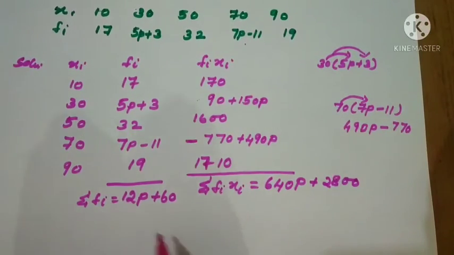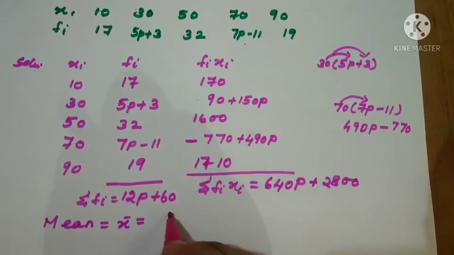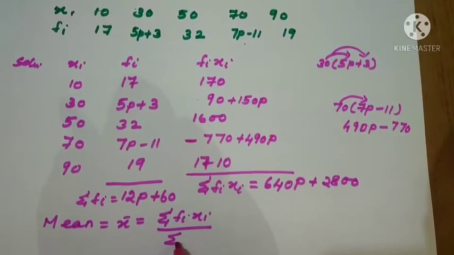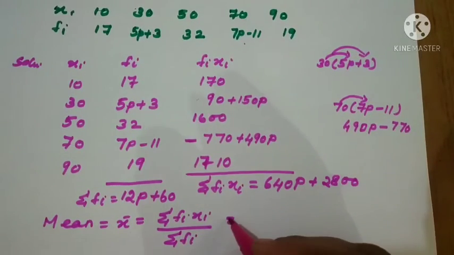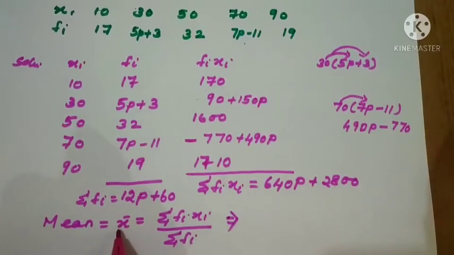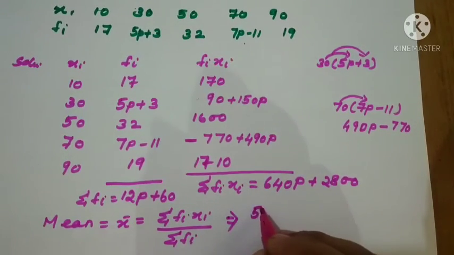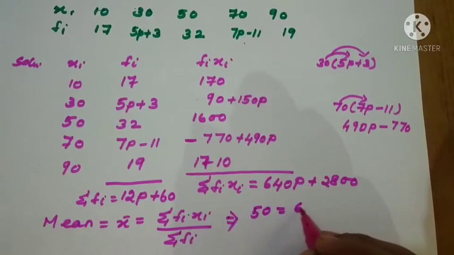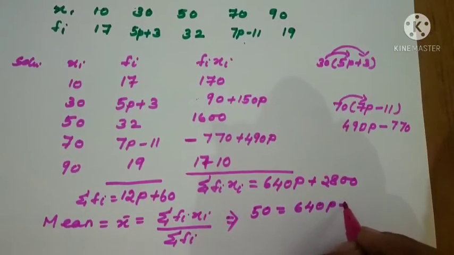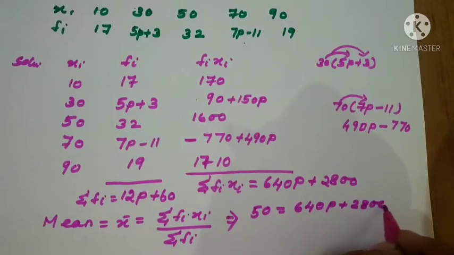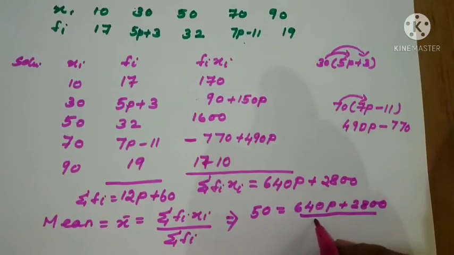Now what is the next step? Write the formula. Mean equal to x bar equal to sigma Fi Xi divided by sigma Fi. Okay, now what is given in the question? Mean value is given, so it is 50 equal to 640P plus 2800 divided by 60 plus 12P.